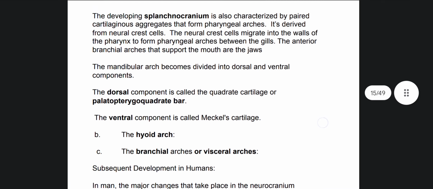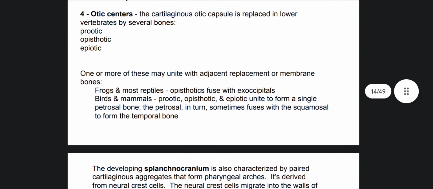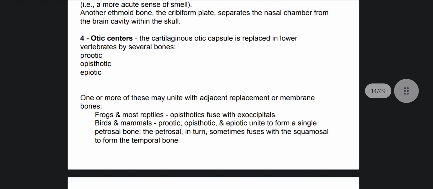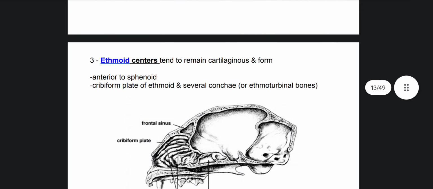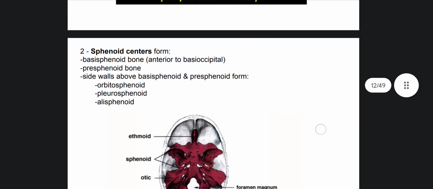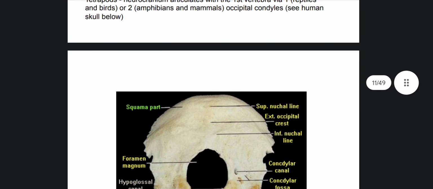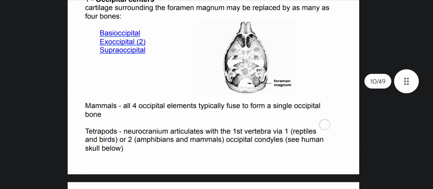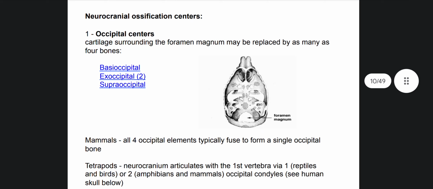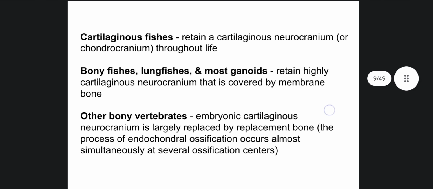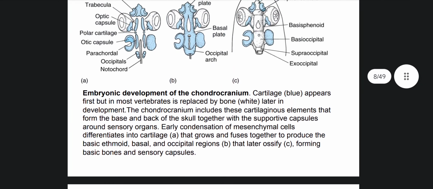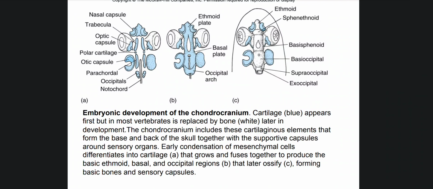So, in this lecture, we have learned about the chondrocranium, in which four different components we have learned. The first, otic centers; the second, ethmoid centers; the third, sphenoid centers; and the fourth, occipital centers, because all these bones are going to develop into the chondrocranium, which covers the brain of the vertebrate.